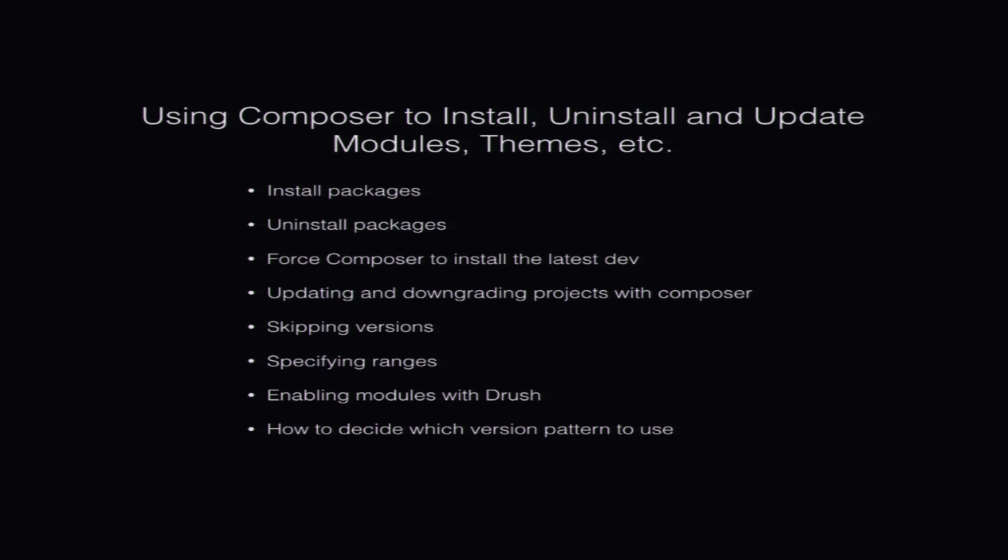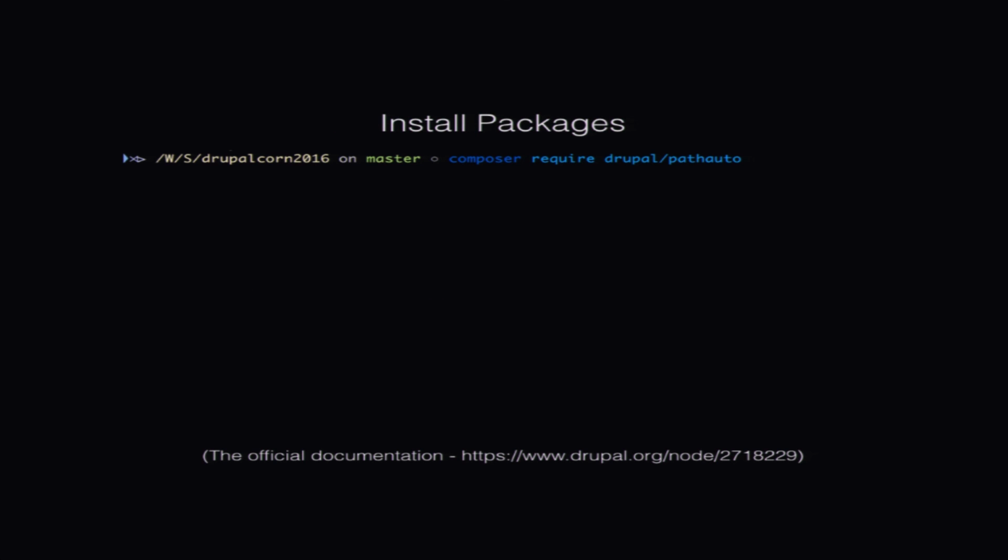So we're going to use it to install packages like modules and uninstall packages. We're also going to talk about versions for packages because that can get a little hairy. We're going to force dev. We're going to upgrade and downgrade. We're going to try to skip versions, use version ranges, and then we're going to use Drush to enable some modules. And at the very end, I have a little slide that is significantly simplified from using the Drupal packages versions. Yeah, we'll get there.